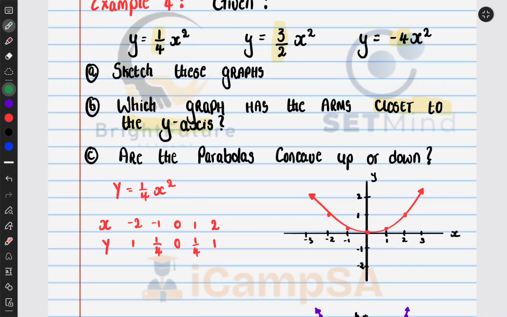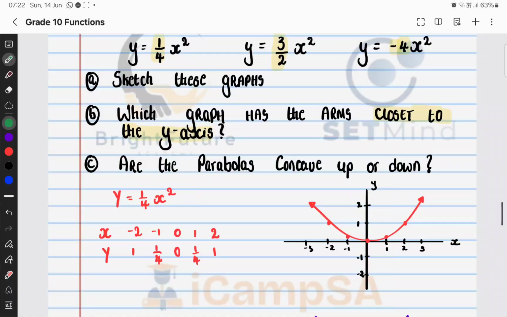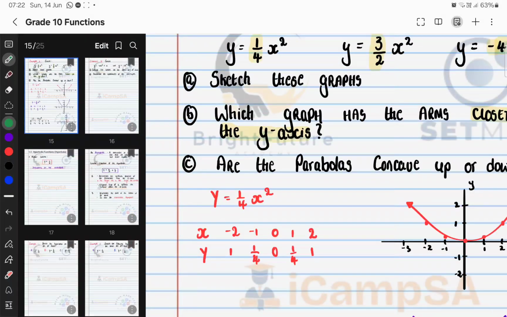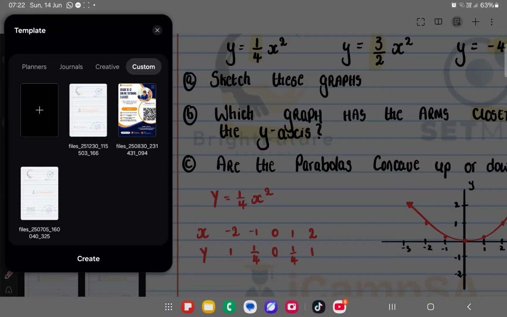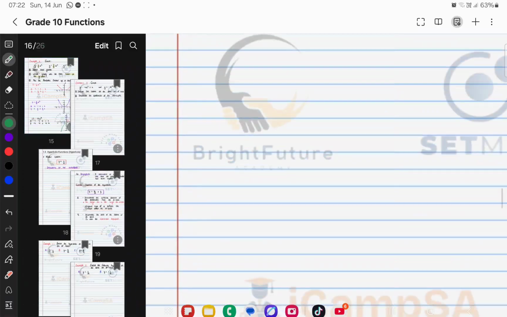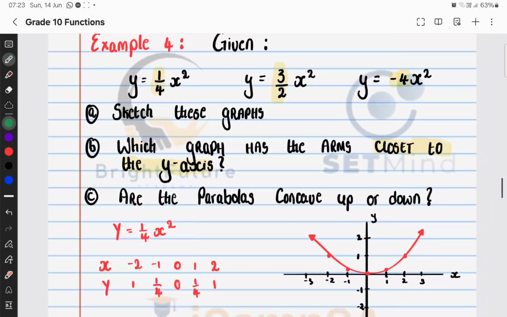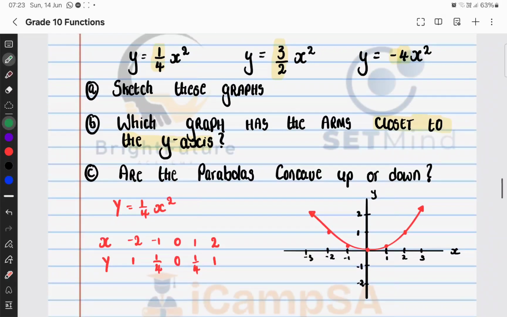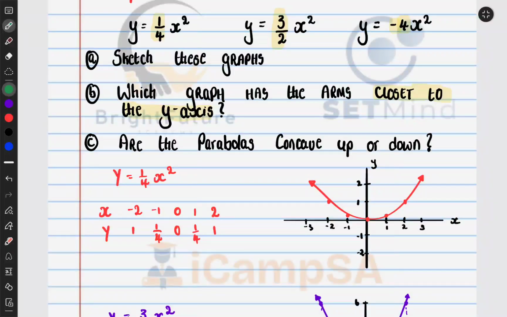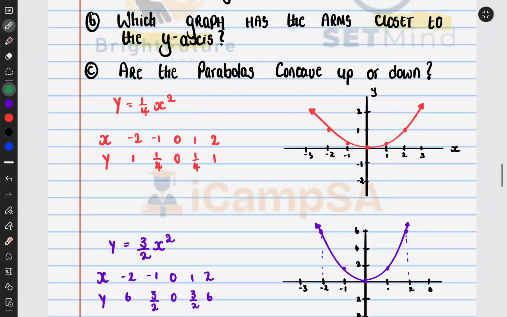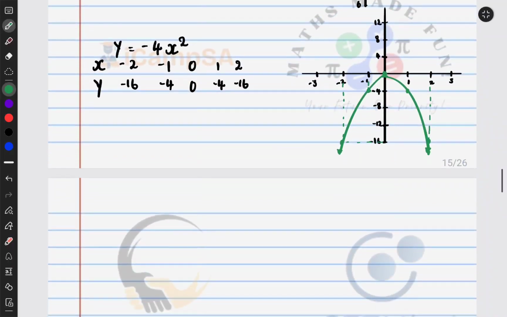As I've said, we could actually answer these last two questions just by looking at the graphs. So for B, which graph has arms closest to the y-axis? It's always the one with the largest value of a, without considering the sign. Out of the 3 functions, we can see that -4 or 4 is the biggest, so it's the last graph.